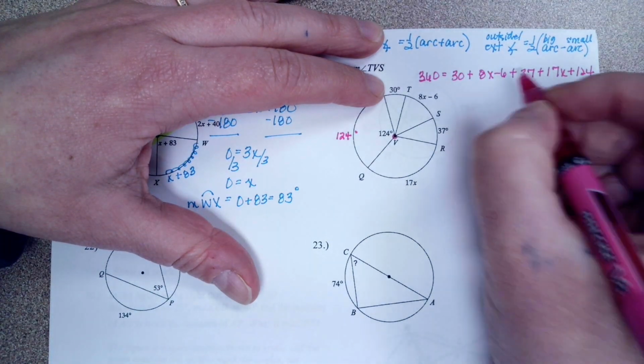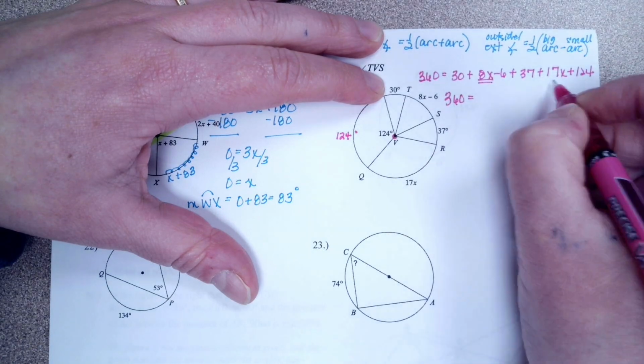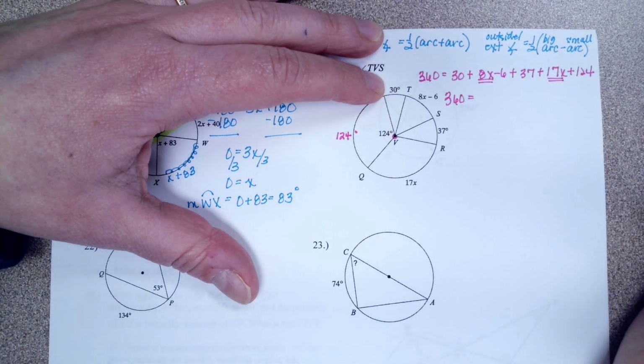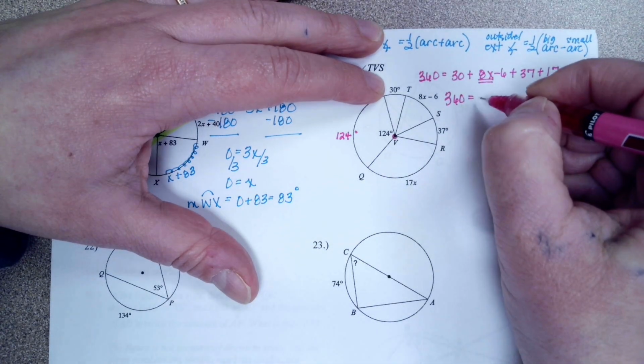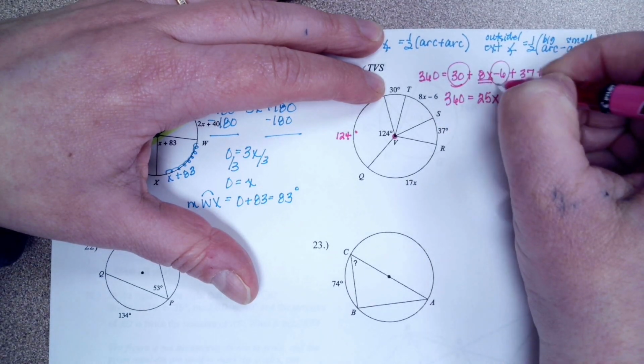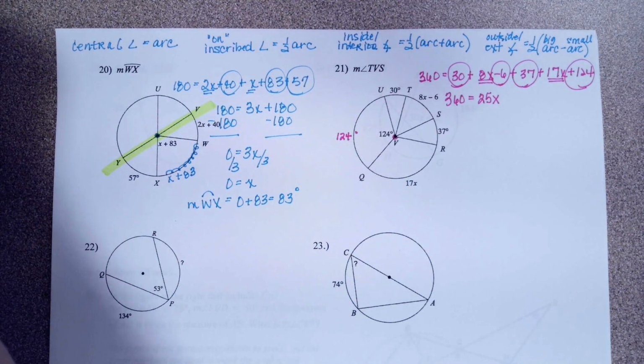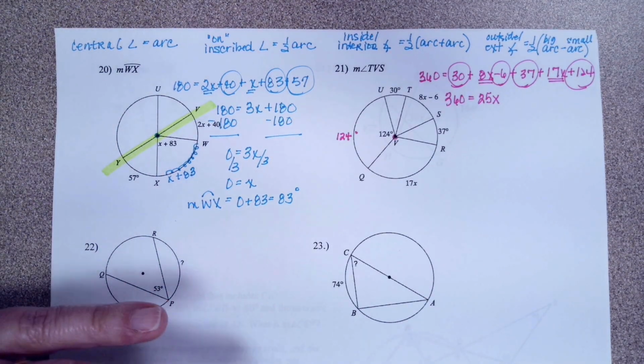Right, and then the same thing again, we're going to combine like terms. So 360 is going to be equal to, here are my x's, right? So 8 and 17 should give me 25. And then we've got a 30 minus 6 plus 37 and a 124. So 30 minus 6 plus 37 plus 124, I'm getting 185.